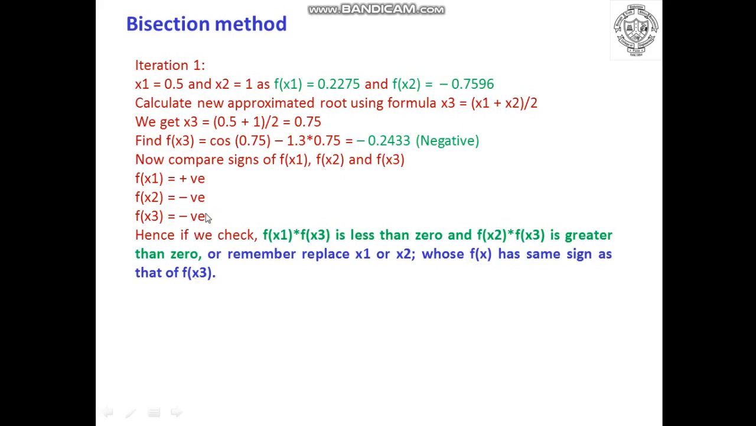So here you can say the signs of f of x2 and f of x3 are the same, so we will replace x2 with x3. So now we will get the value of x2 as 0.75.